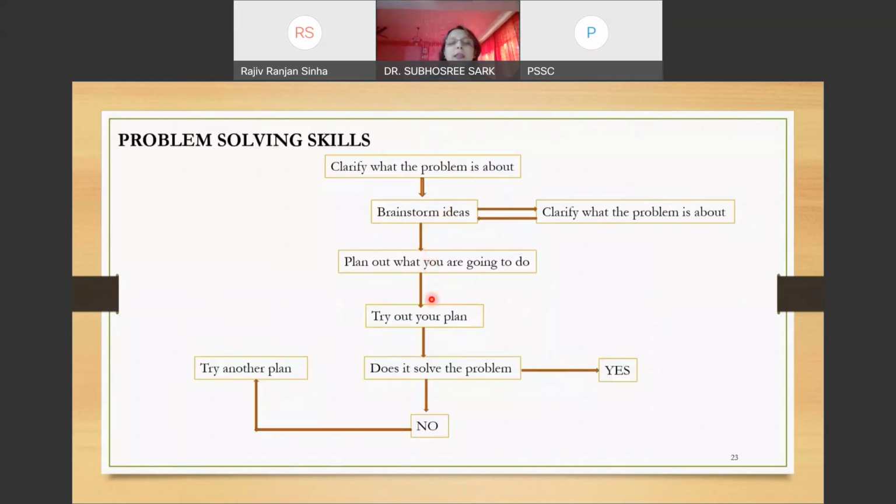Plan out what you are going to do. Try your plan. Does it solve the problem? Yes. Does it not solve the problem? Go back and then try to find it. So this is what is being shown in the chart.